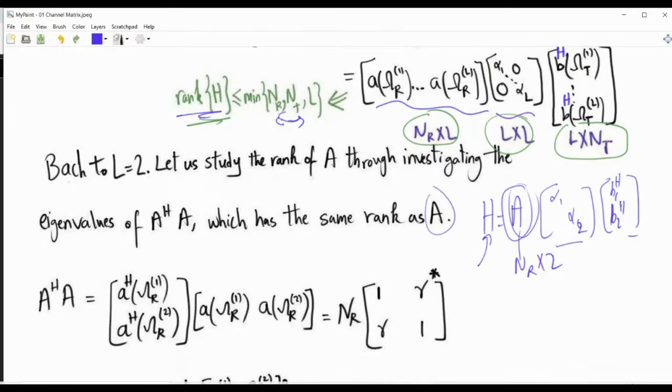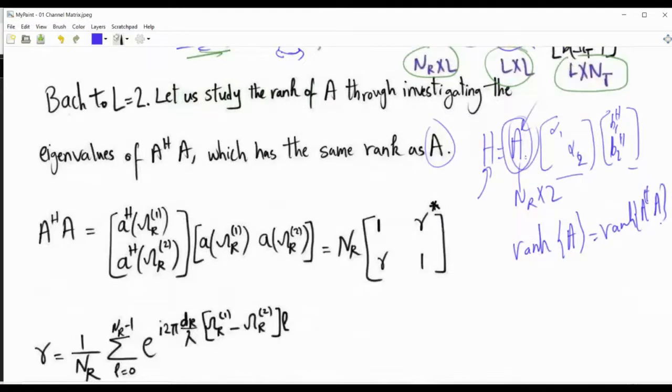Can A have a rank of 1? It will have a rank of 1 if its columns, it has 2 columns, are very close to being linearly dependent. That's the case in which A will have rank deficiency and its rank will be 1, and if the rank of A drops to 1, then the rank of H will drop to 1. So let's just focus on matrix A. We know that the rank of A is the same as the rank of A Hermitian A.